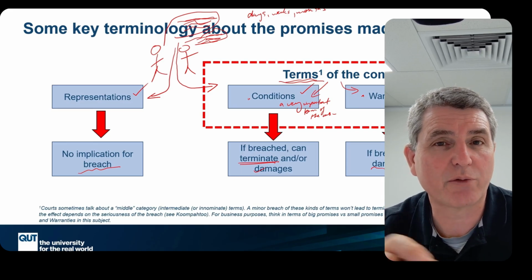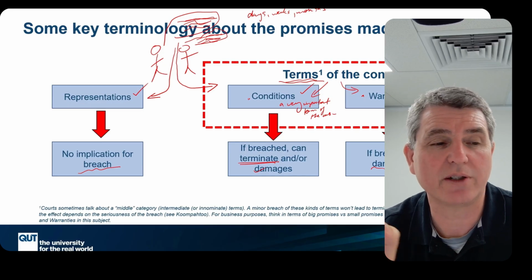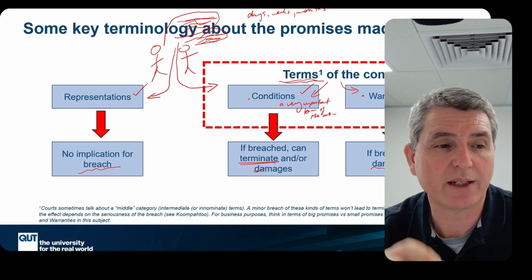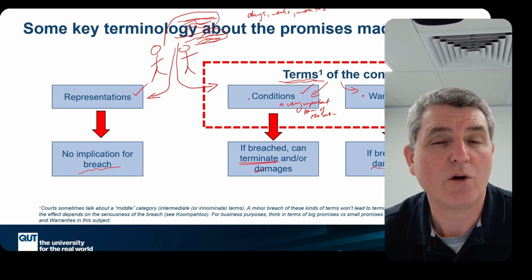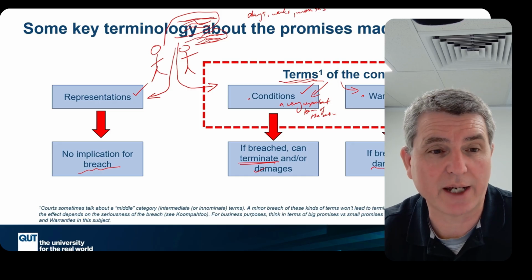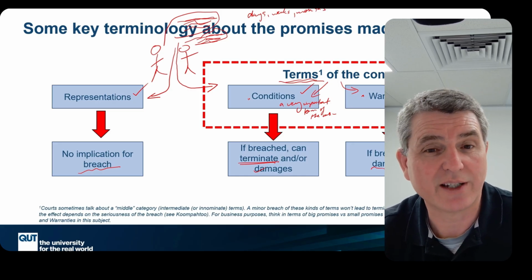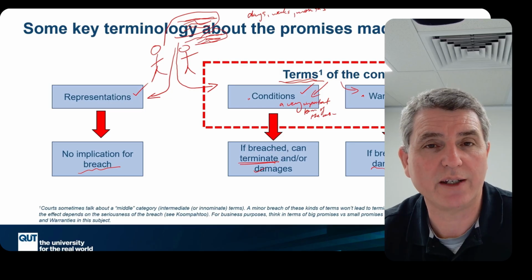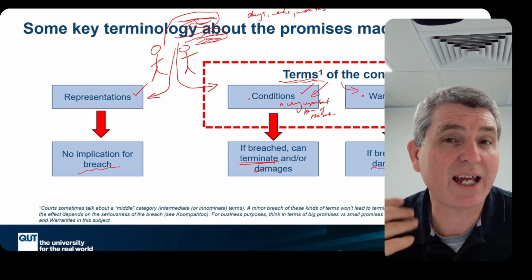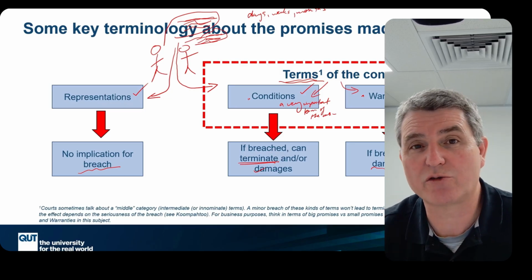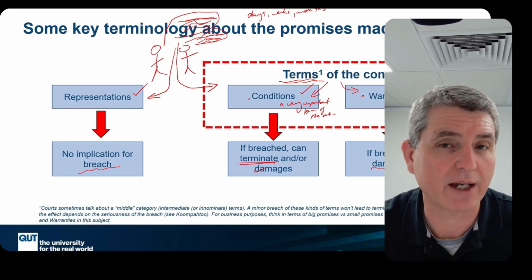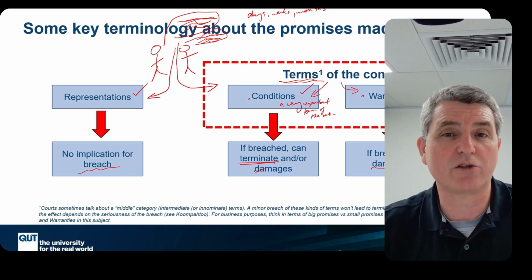So here we have 3 different outcomes in terms of these statements from the bike person. 1, it's a great bike, is a representation. 1, it's going to have disc brakes, is a condition. 1, the streamers, the nice to have, are a warranty. What does that mean? If they had have attached the brakes but not the streamers, you couldn't take the bike back. All you could do is sue for damages.